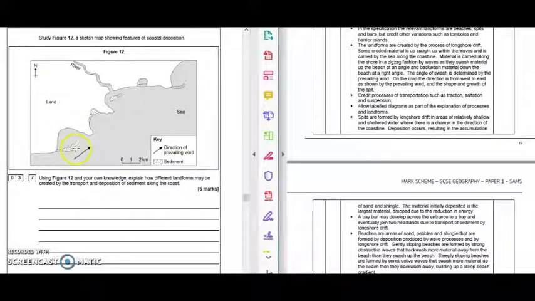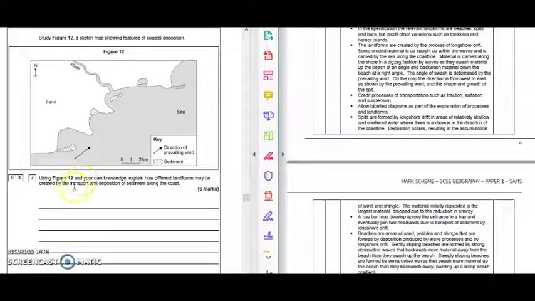So we've got a spit, one there, coastal spit, and one there. You've got a coastal bar and the lagoon behind. You've got a barrier island, and you've got what looks like a beach. So we could be naming them. We could be saying how wide they are as well, using the scale here.